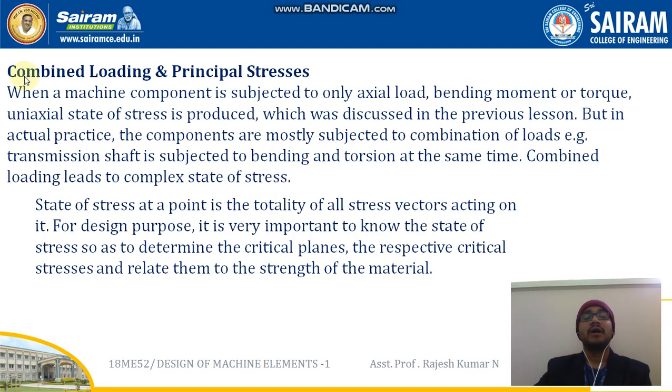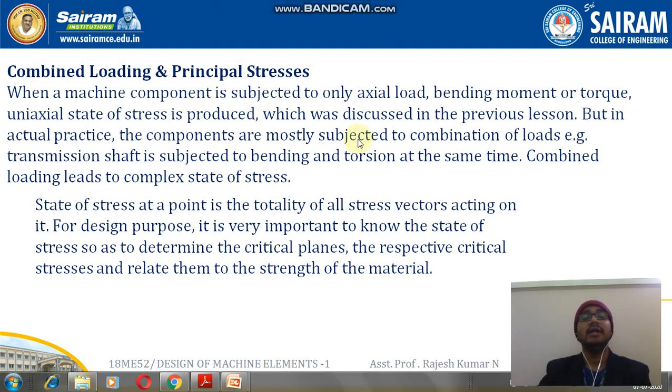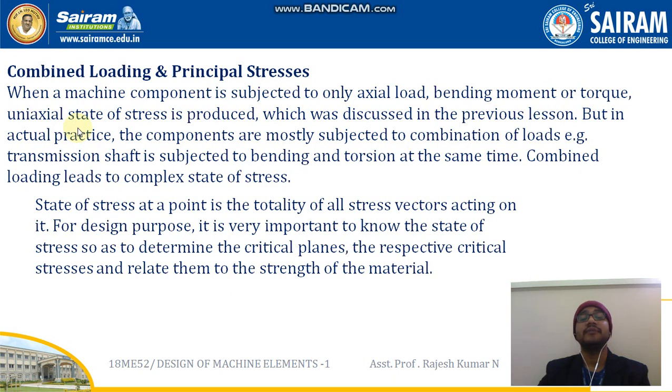Now next is combined loading and principal stresses. When the machine component is subjected to only axial load, like either tensile or compressive load, or bending moment or torque, then the type of stress produced we call a uniaxial state of stress, which we discussed just now. But in reality the machine components are mostly subjected to a combination of loads. For example, if you take a transmission shaft, that particular application is subjected to bending and torsion at the same time.